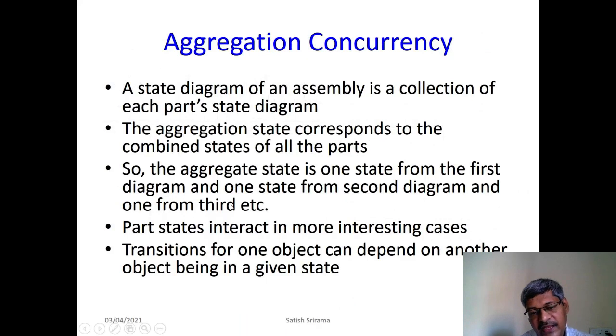Part states actually interact in more interesting cases. The example we are considering here is also an interesting case, and that is what I will be discussing. A transition from one object can depend on another object being in a given state. That is where these sorts of interactions come in. Part states can actually interact.